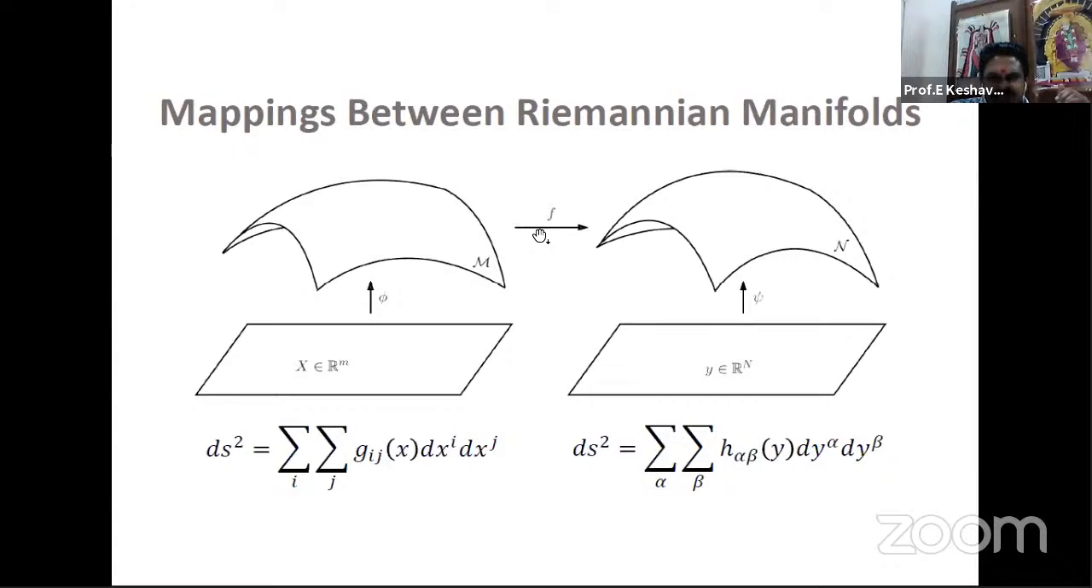Say f is a mapping here. Now see this one and this one. From this to this is a phi. From this to this we are going to say psi. So this is m and n. F is a map from m to n. Now this ds square is given with a double summation, that is summation over i and j with this one, and this ds square is over alpha and beta with this type of thing. So this is a mapping between the two Riemannian manifolds.